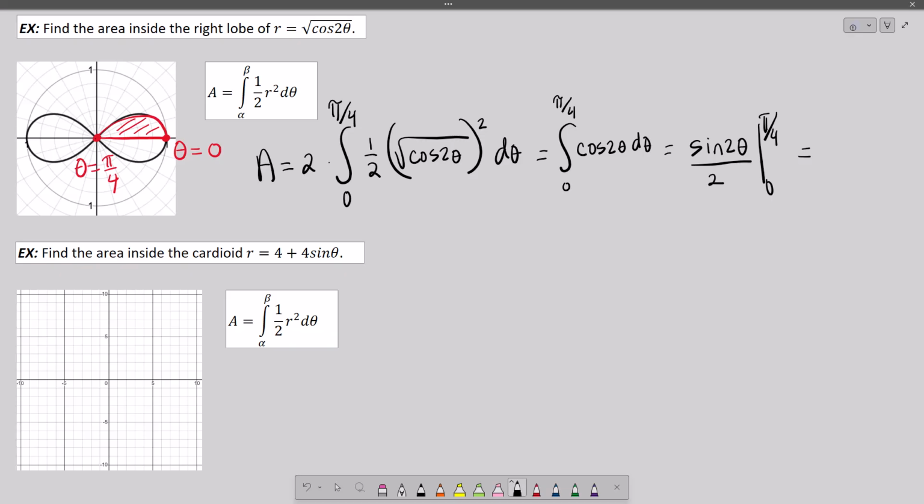So plugging in 0 gives nothing. Plugging in pi over 4, when we plug theta equals pi over 4, we have to double it. So pi over 4 times 2 is pi over 2. Sine of pi over 2 is 1. So the area of one alien eyeball is 1/2. So alien eyeballs, they come in unit: 2 eyeballs, 1 unit.